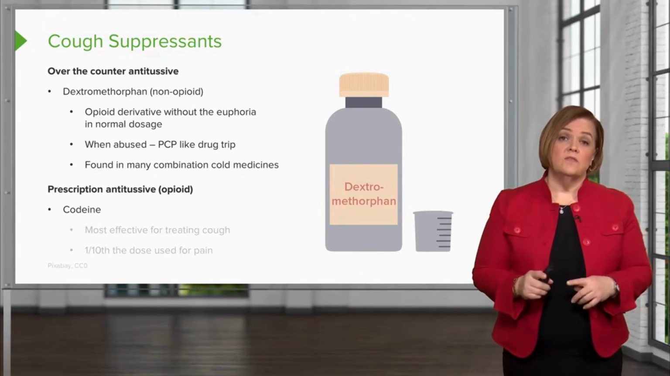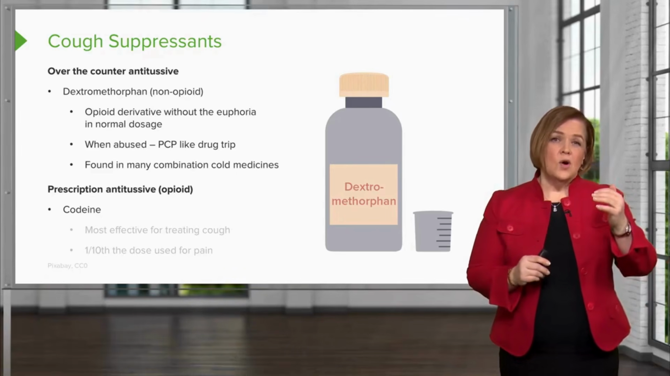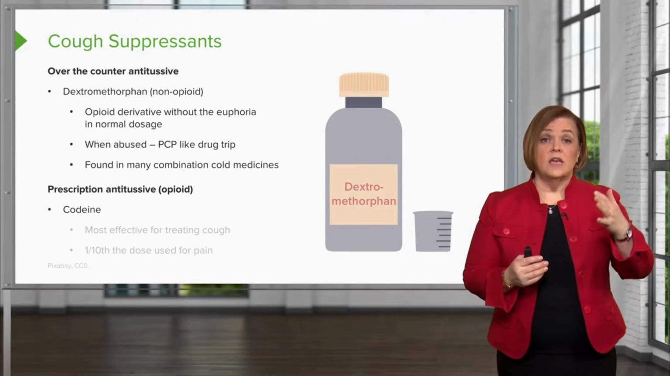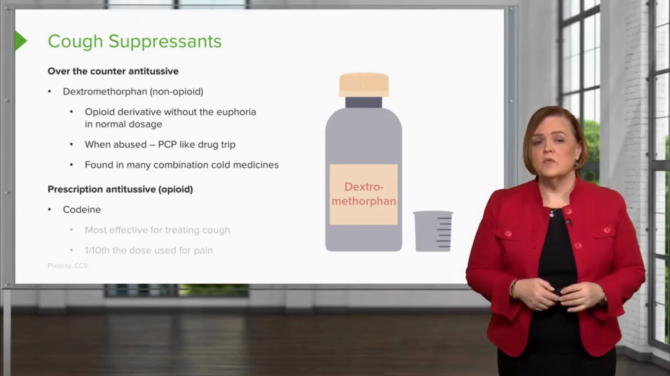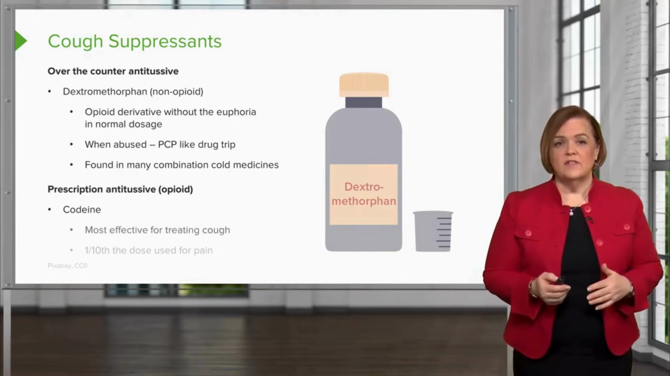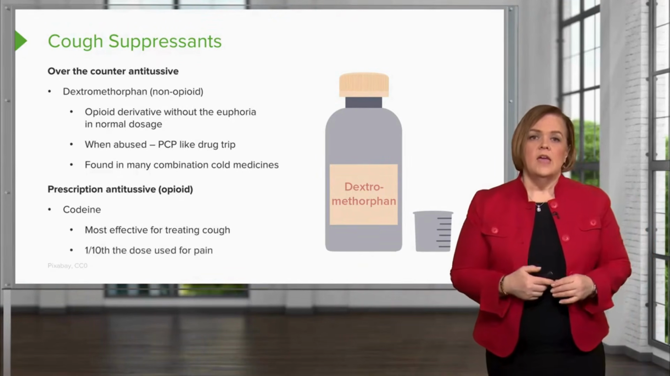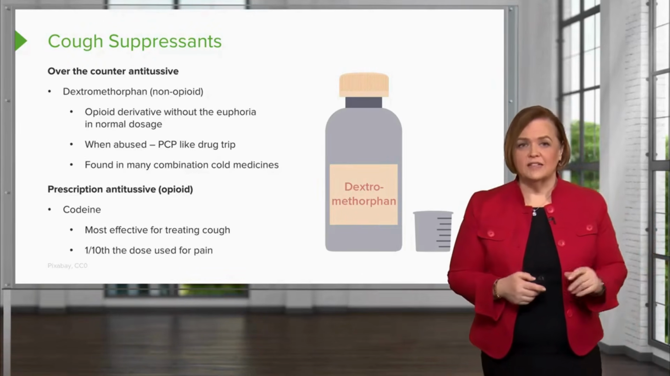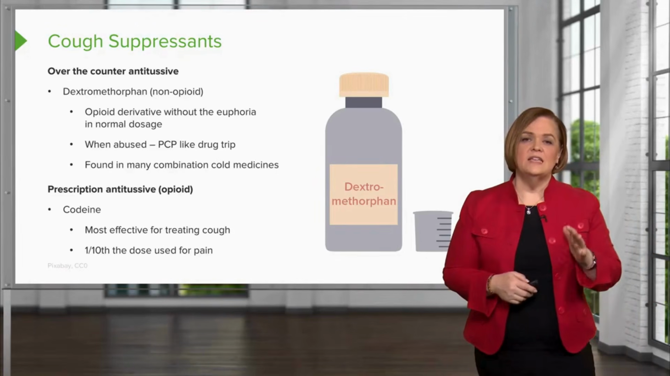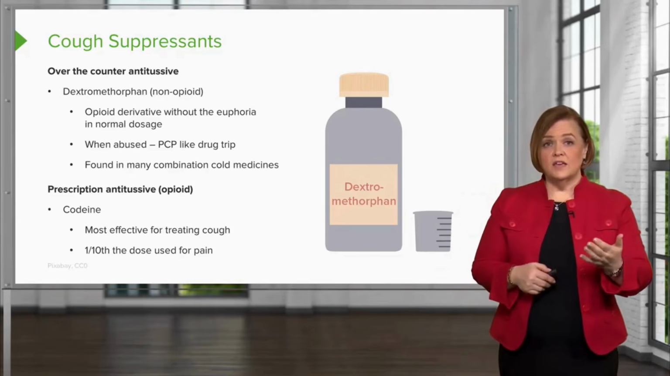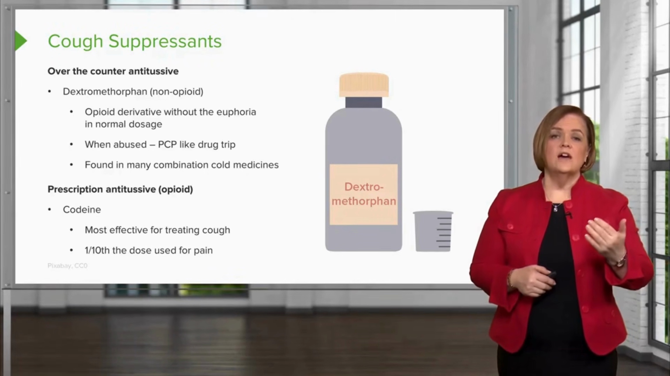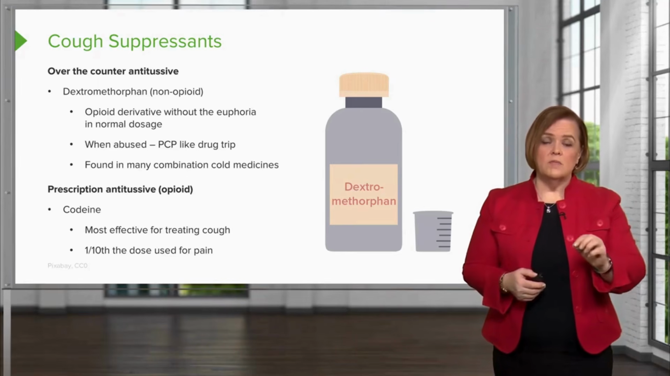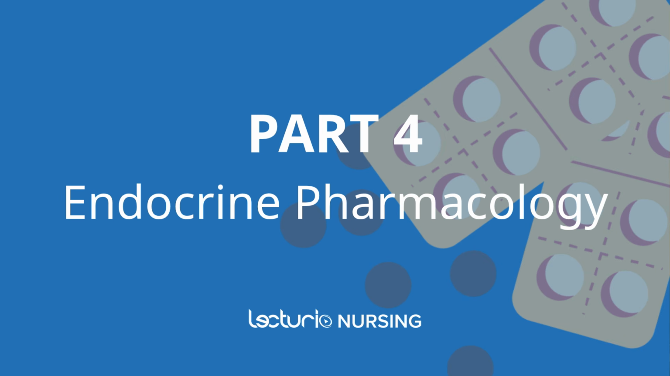Now, the next group does involve opioids. Remember, dextromethorphan is an opioid derivative, but it doesn't have that euphoria if you take it in an appropriate amount. Prescription antitussives contain codeine, and this is more effective than dextromethorphan, but you have to have a script for it. You'd have to have a healthcare provider write the prescription for you. It is 1/10 the dose that we use for pain in codeine, so you would have to really drink a lot of it to get a super high buzz, but it is very effective in treating your cough. So when it comes to cough, you have an over-the-counter option and you have a prescription option. Both of them are either an opioid derivative or an actual opioid, but remember it's in a much smaller dosage than we would use for pain control.